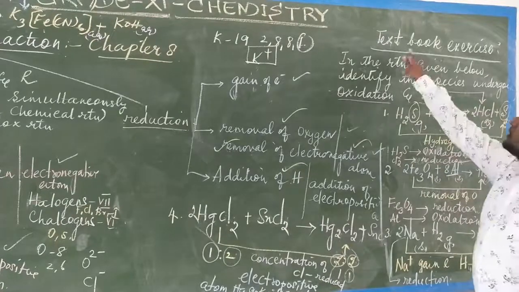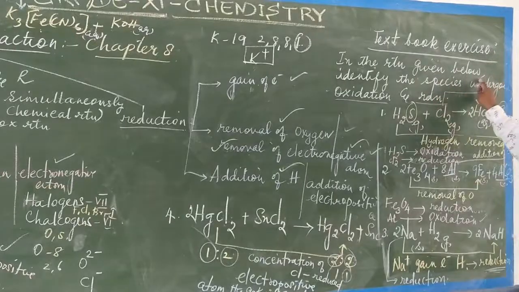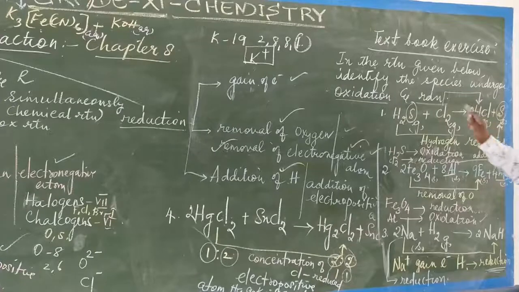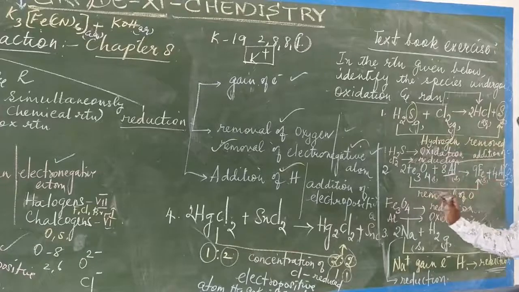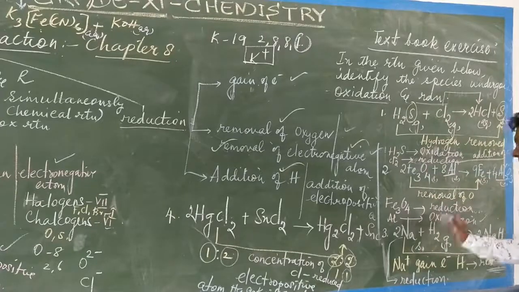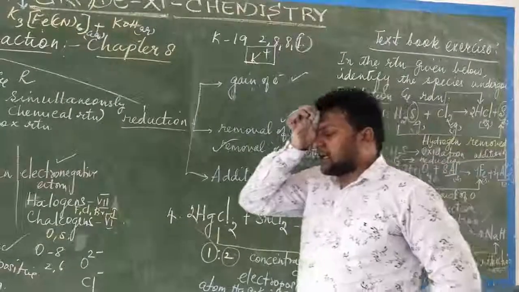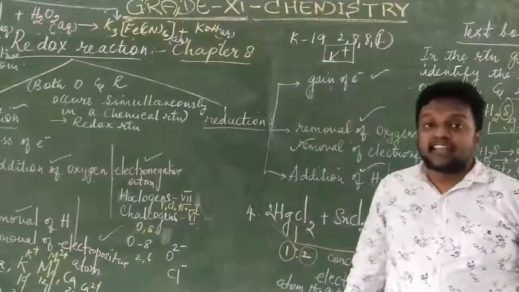Okay, so what is the question? In the reactions given below, identify the species that undergoes oxidation and reduction. So hydrogen sulfide with chlorine, which is oxidation and which is reduction. Similarly iron oxide with aluminium, which is reduction and which is oxidation. And sodium with hydrogen, which is reduction, that we have currently. So the first topic in your textbook, oxidation and reduction, is over.